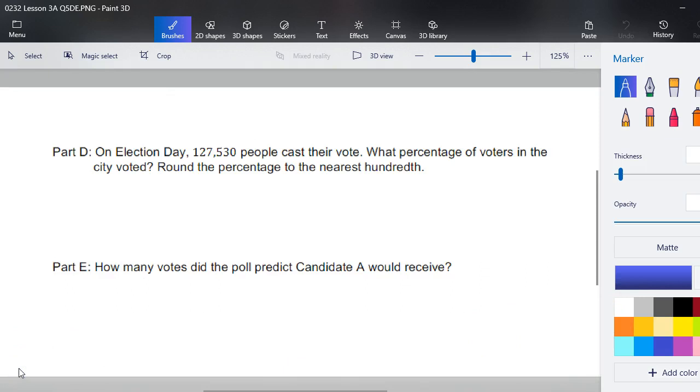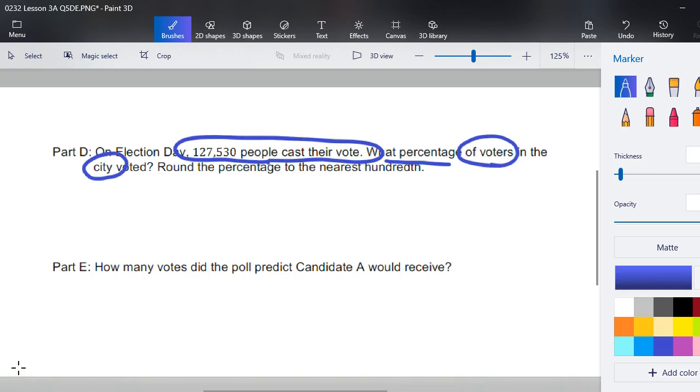We finish this worksheet by completing parts D and E. Starting with part D, on election day, we have an amount of people who cast their vote. The question is, what percentage of the voters in the city actually voted? And round this percentage to the nearest hundredth. So you have to play with it, reword it. You have to ask yourself, is 127 the part? Is it the whole? Well, I believe it's the part, because part of the voters, the eligible voters, voted.